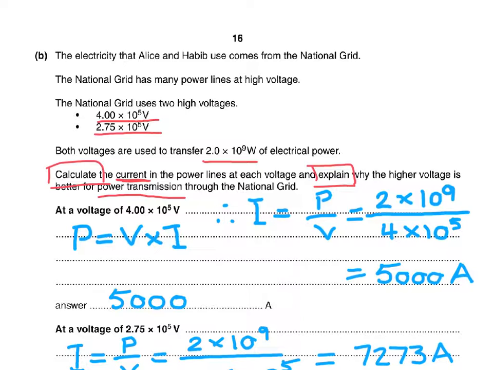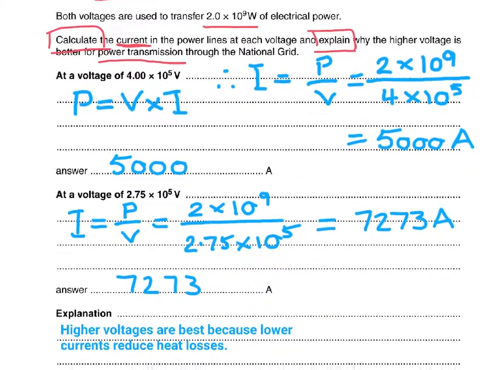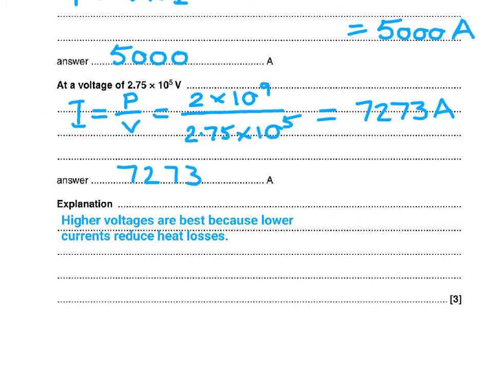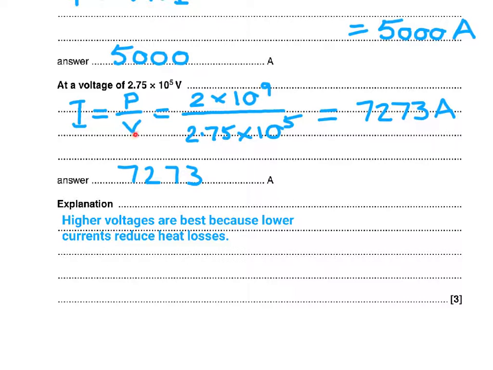Then we put our numbers in. The power is 2 times 10 to the 9, and we divide it by the voltage, which is 4 times 10 to the 5. Put that into a calculator and you get the current as 5,000 amps. Then moving on to the second calculation, we use the same equation. Current equals power divided by voltage. The power is the same, 2 times 10 to the 9, but this time the voltage is 2.75 times 10 to the 5. And that's equal to 7,273 amps.